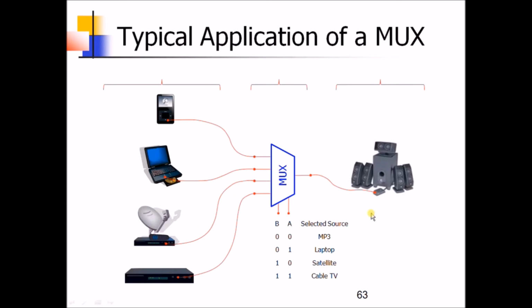Now let us see an application of the 4 to 1 line multiplexer. Here we have a speaker set, and this speaker set is getting input from 4 sources. At a time, this speaker set can respond to only one of the sources. That is why I have used one multiplexer here which has 2 selection lines. Based on these 2 selection lines, any one of the sources is selected and the output of that source will be given as input to the speaker set. This is how we can use multiplexers in different kinds of applications.